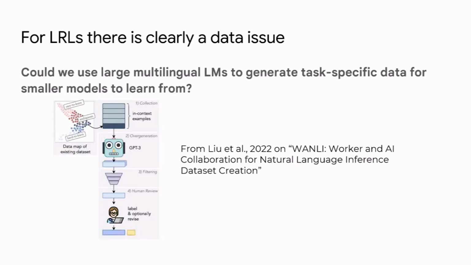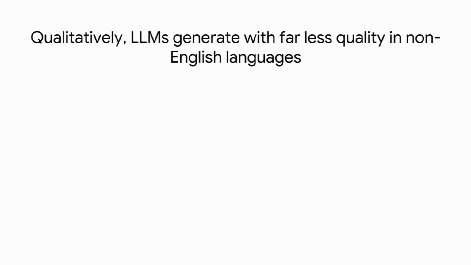There are a lot of cool things that we see with these large language models, and it would be nice to have them in a lot of low-resource languages as well. One thing is there is clearly a data issue. The nice thing is that large language models, if we fine-tune them correctly, tend to do well at generating task-specific data for various use cases. So could we use large multilingual models that are trained for these specific cases to help us generate data which we can then use to distill to smaller models? This is an example from a paper last year on how folks used GPT-3 to generate a better data set for NLI that was better than ones that humans generated.